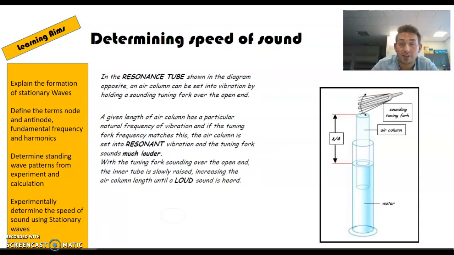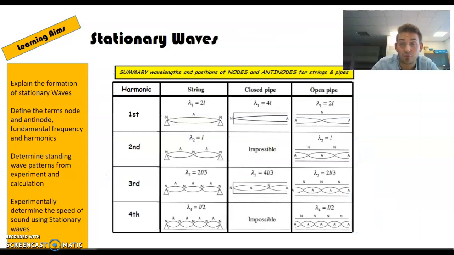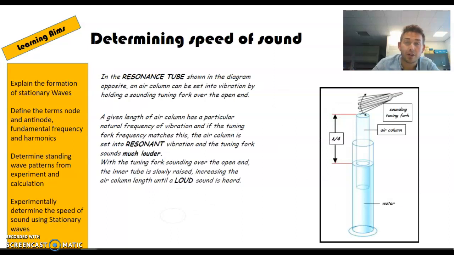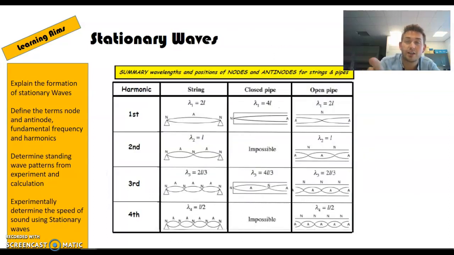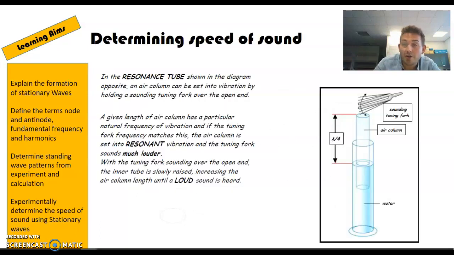You can use this information to make a little experiment where you can determine the speed of sound using something called a resonance tube. Now that's taking advantage of a closed at one end pipe. We can vary the length of a closed at one end pipe by submerging one pipe in another tube of water. So by changing the length of the air column in that water, we can change the effective length of that pipe, and we can test if it's a resonant frequency.